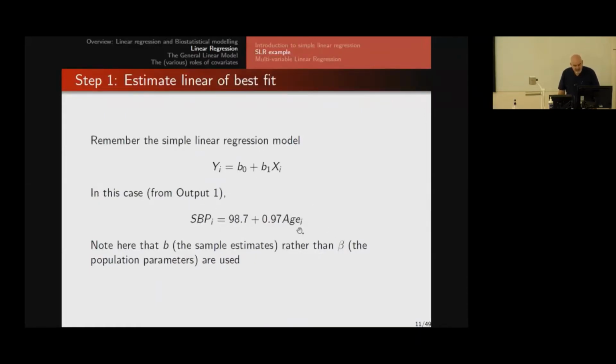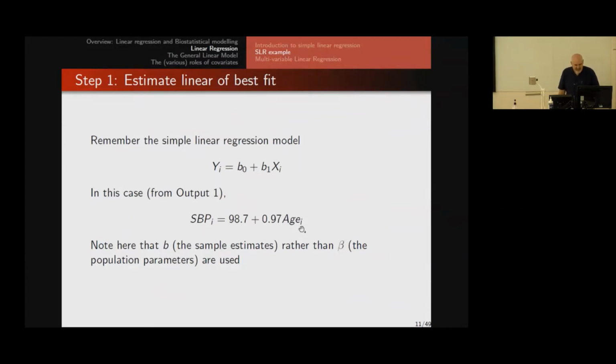Just another thing to note here, that I'm using the Latin letter B, which is the sample estimate, rather than the Greek letter beta, which represents the true value, the value from the population. We don't have the population. We've only got a sample from the population. So we need to estimate what that beta is using B. Okay, so getting those values from the output, I've plugged it into my model.